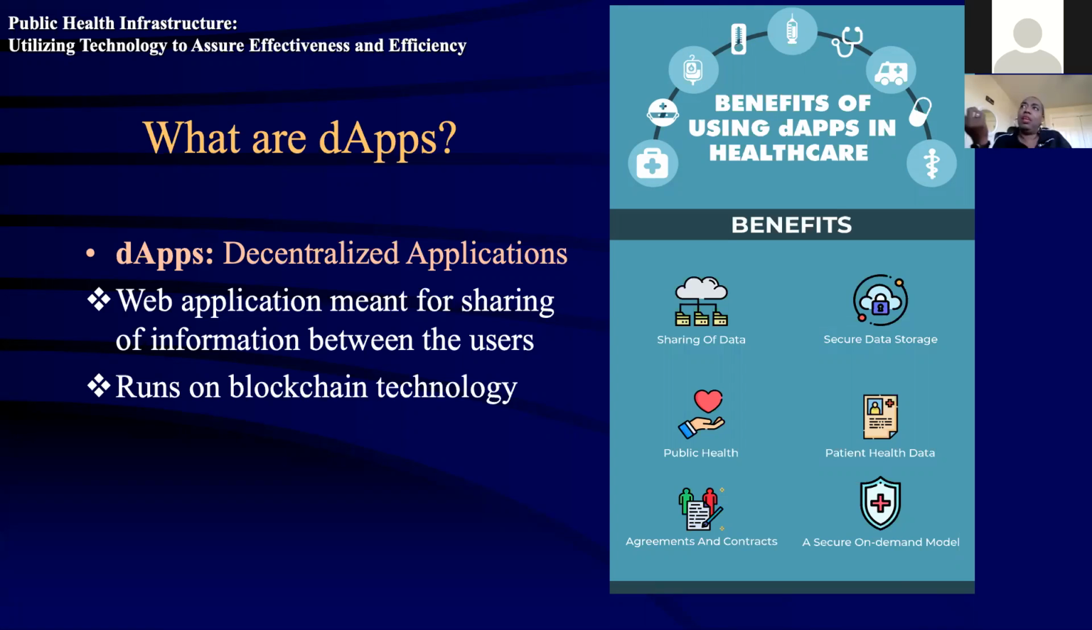So here's an example. I love this pictogram here. Again, it shows you sharing of data, the public health application of it, right? Patient health data, again, putting the data in patients' hands. Contract management, you see here the word smart contracts, okay? And it's secure and on demand. So all of the things that healthcare needs to ensure privacy and security from a healthcare infrastructure standpoint, decentralized applications and blockchain technology can help support that.